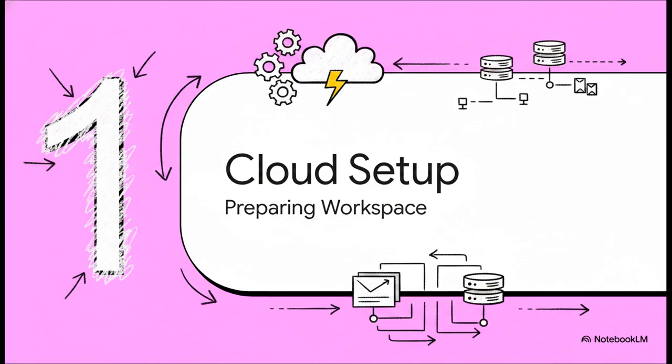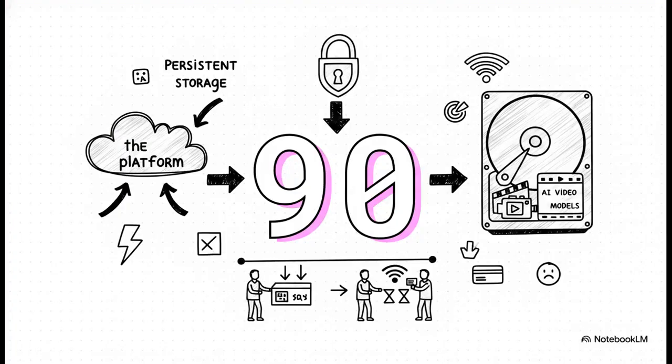All right, section 1, cloud setup. Before we even think about looking at a ComfyUI workflow, we've got to prep that cloud environment. 90, that is your magic number when it comes to gigabytes. When you're setting up your workspace on a platform like RunPod, you really need to allocate exactly 90 gigabytes for your network volume. Now, you might be wondering, why so much?